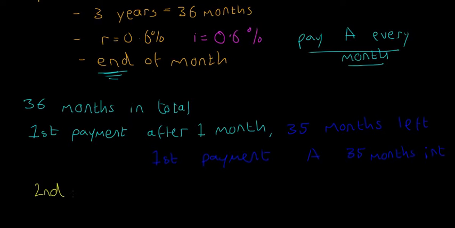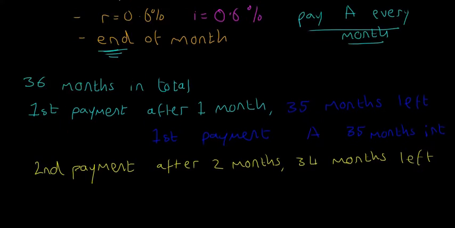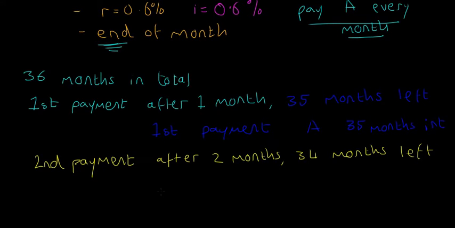The second payment is after 2 months. So that means there are 34 months left. And so if I do it again in dark blue, our second payment A is going to have 34 months of interest. Okay, so hopefully you'll see the pattern.